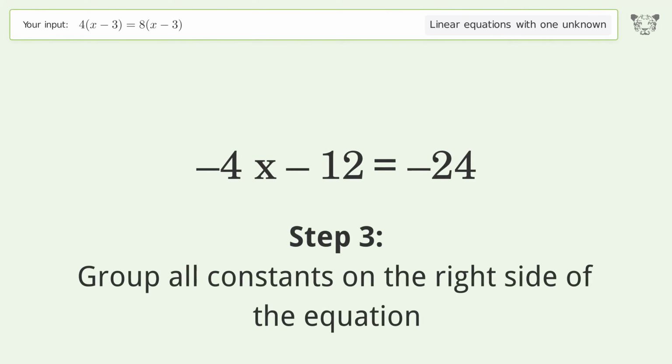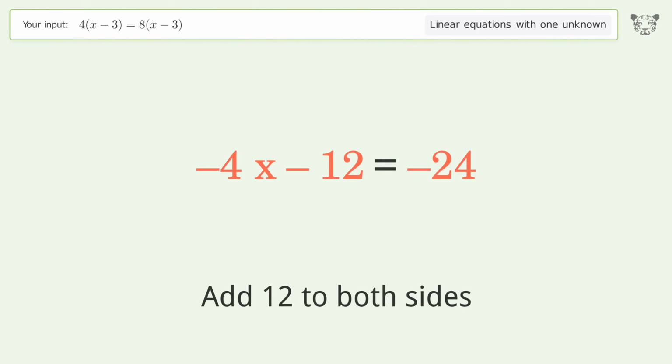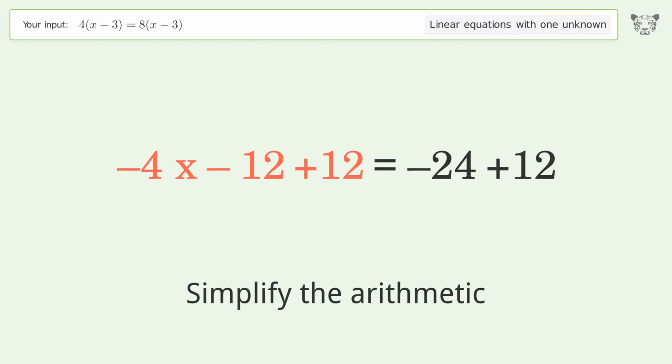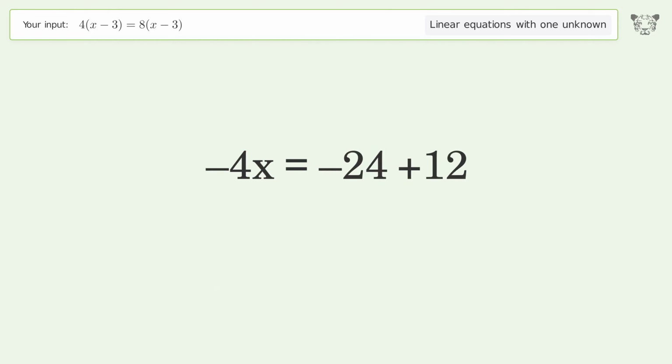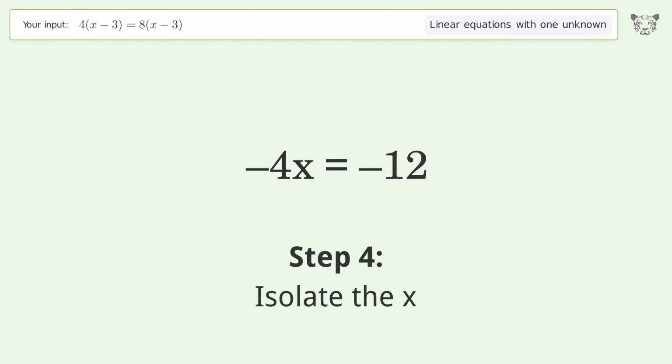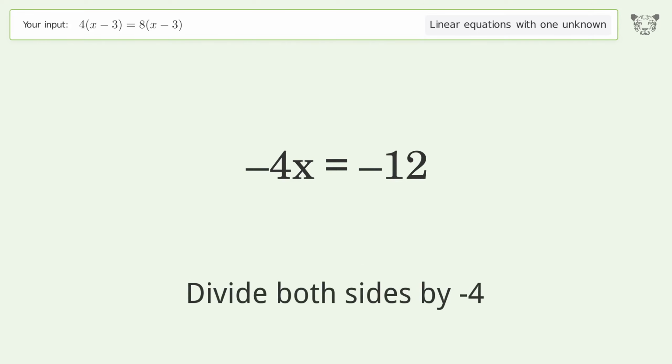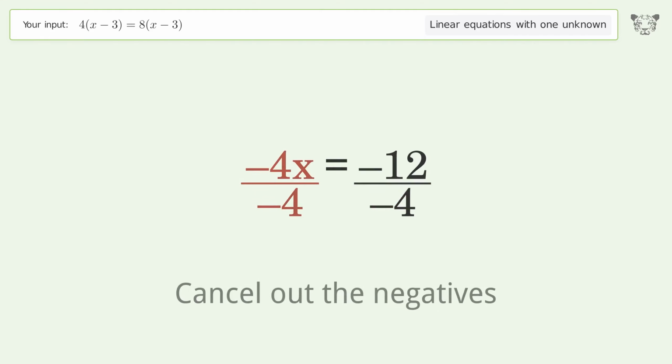Group all constants on the right side of the equation. Add 12 to both sides. Simplify the arithmetic. Isolate the x. Divide both sides by -4. Cancel out the negatives.